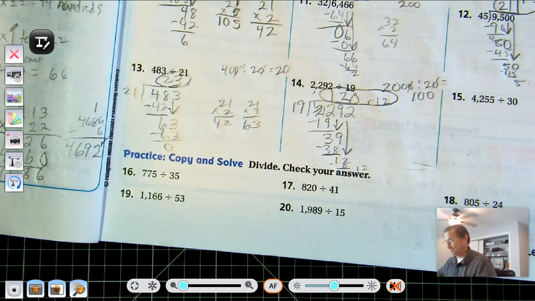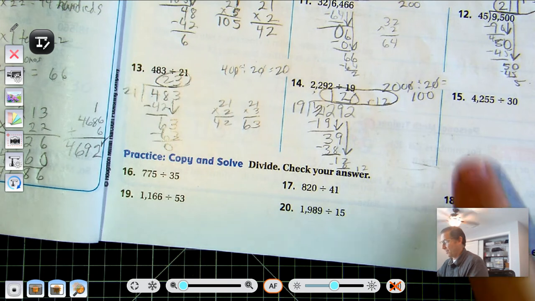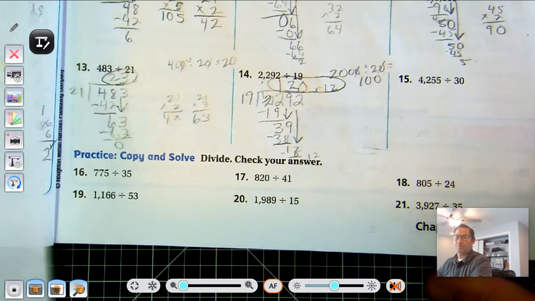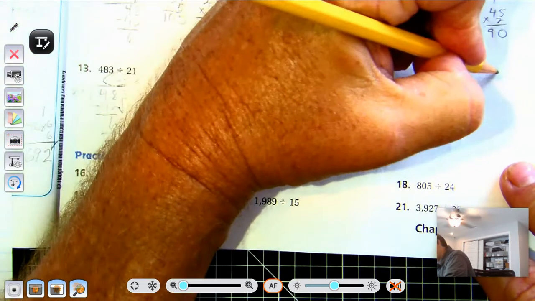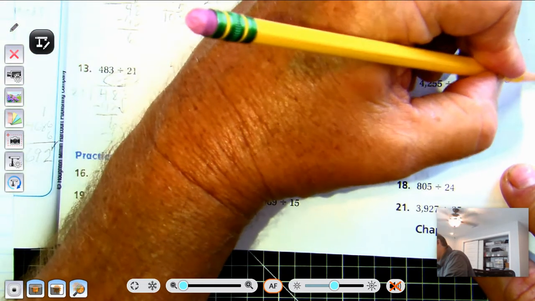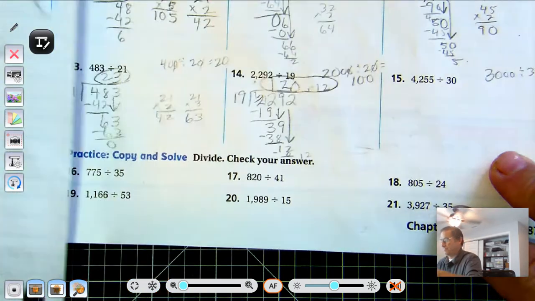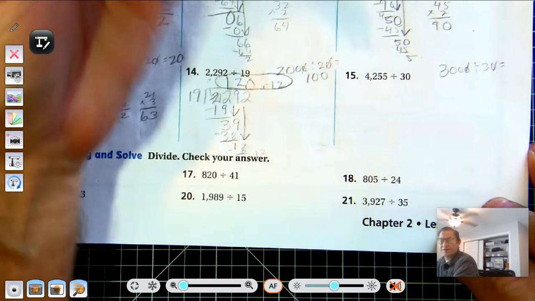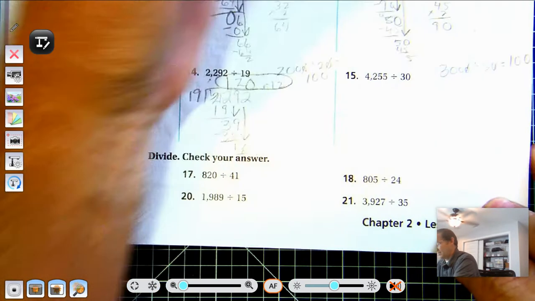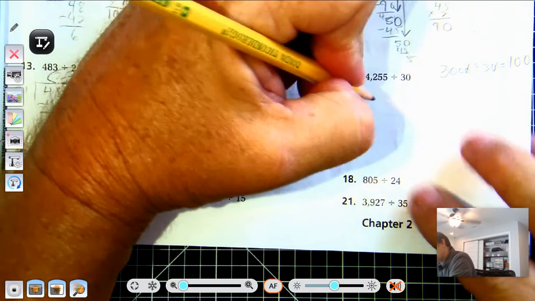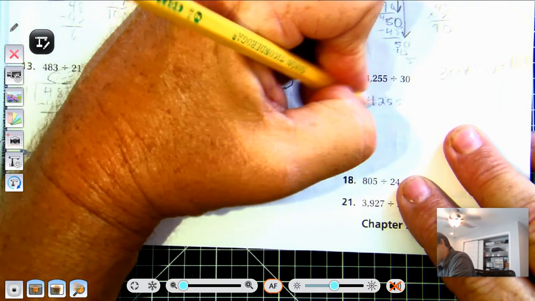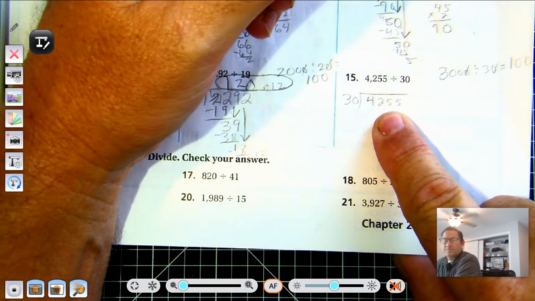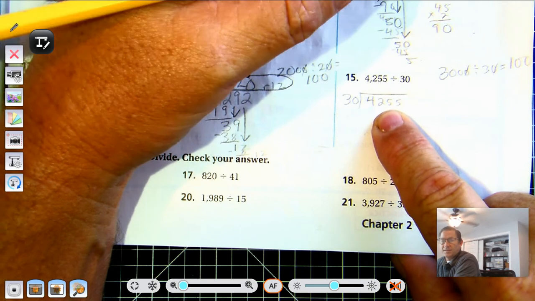And 15. 4,255 divided by 30. Well, I'm just going to have an estimate of 3,000 divided by 30. Okay, cross off the end zeros. And we have 300 divided by 3. Well, we know that that's 100. So 4,255 divided by 30. So we'd expect our quotient to start in the hundreds place.